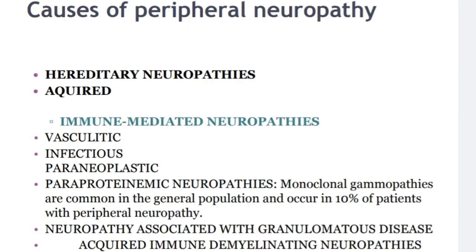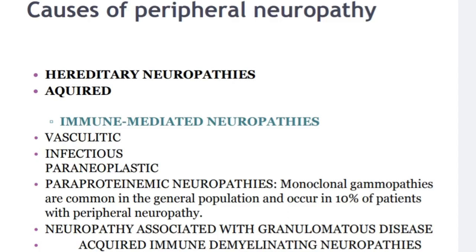What about causes of peripheral neuropathy? First, hereditary neuropathies. Second, acquired, which can be classified as immune-mediated neuropathies, vasculitic, infectious, paraneoplastic, and paraproteinemic neuropathies, like monoclonal gammopathies, which are common in the general population and occur in 10% of patients with peripheral neuropathy.